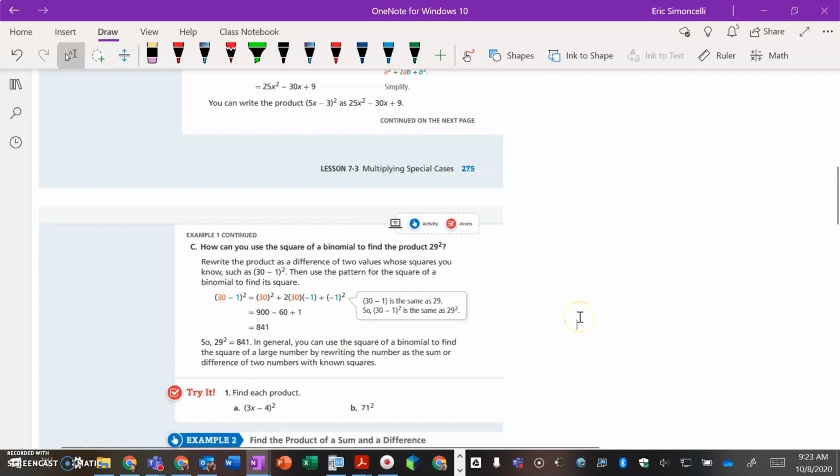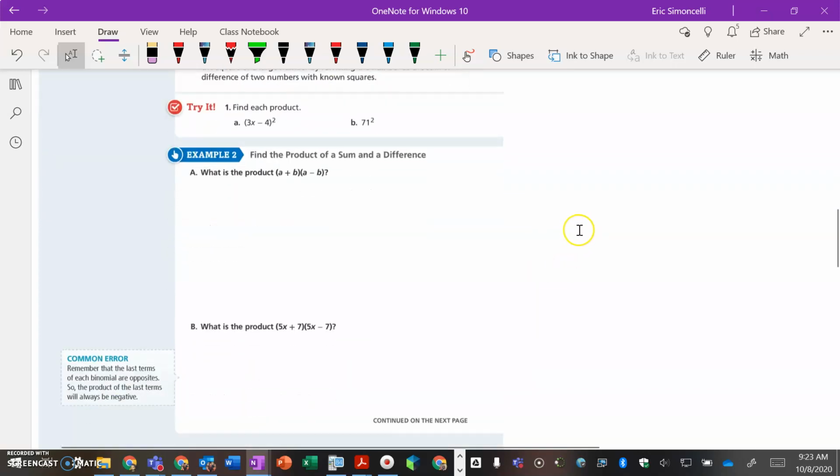So in general, you can use the square of a binomial to find the square of a large number by rewriting the number as the sum or difference of two numbers with known squares. Again, 30 squared being something pretty straightforward, I would argue, without a calculator. Similarly, negative 1 squared.